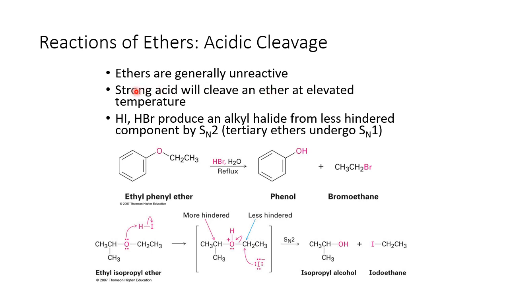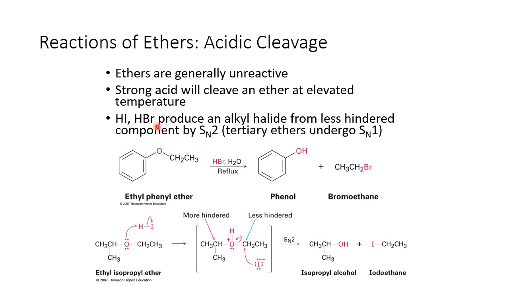And this is usually done under strong acidic conditions. When you add a strong acid to ether, it cleaves the ether at high temperature. Which acids can I use? I can use hydrogen iodide or hydrogen bromide to produce an alkyl halide. Let's skip that point: the attack happens at the less hindered component by SN2. We will talk about it later, but let's first simply see how the reaction happens.